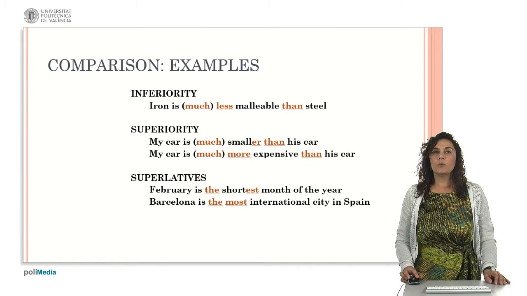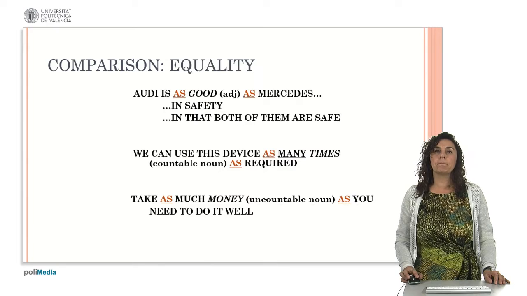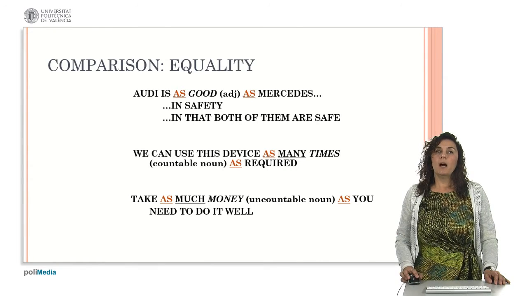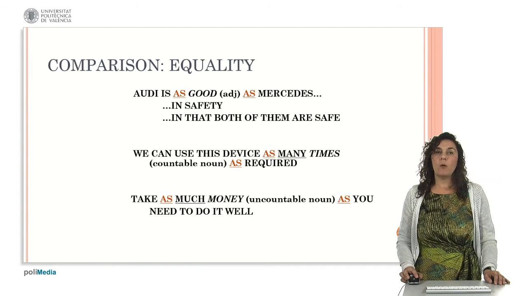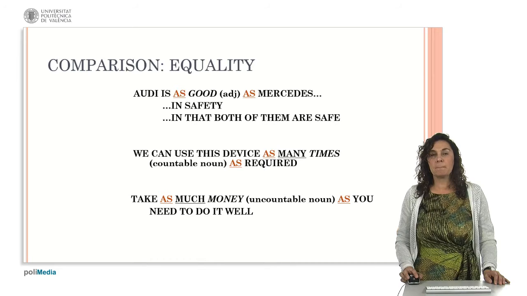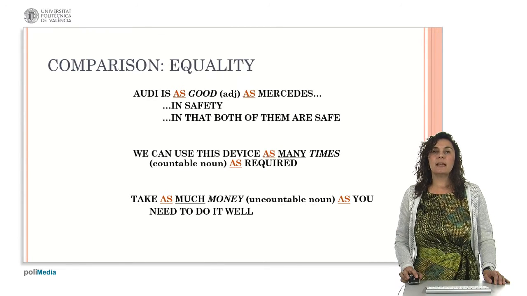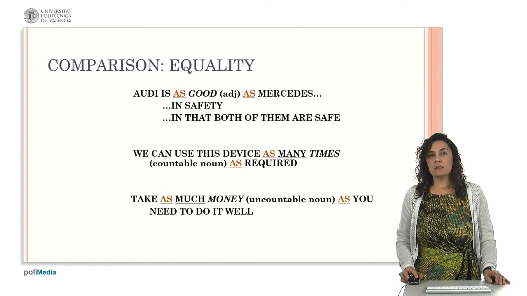Then superlatives, we said, for example, February is the shortest month of the year, or Barcelona is the most international city in Spain. Another one, Audi is as good as Mercedes. We can use this device as many times as required. Many, because it's a countable noun. Take as much money as you need.